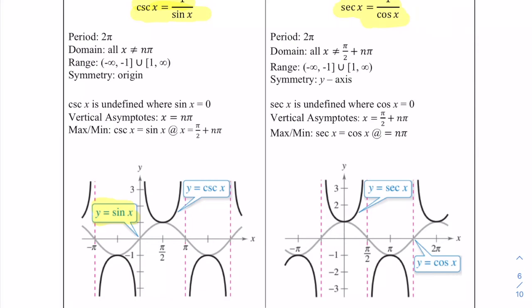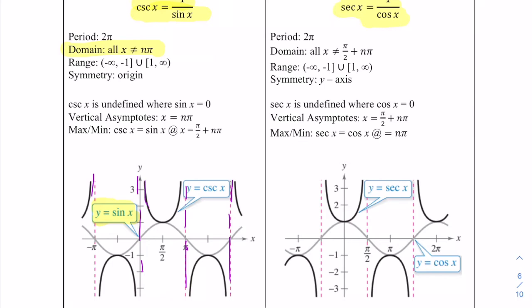So after you sketch sine, wherever we have the intercepts, wherever the function equals 0, we're going to have vertical asymptotes. So you can see that the domain is going to be all real numbers except for the asymptotes, which are pi n. And here you can see on the graph an asymptote at pi, another asymptote at 2 pi, another asymptote at 0, another asymptote at negative pi.